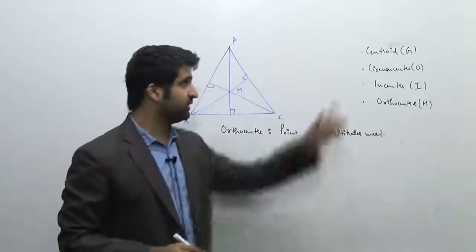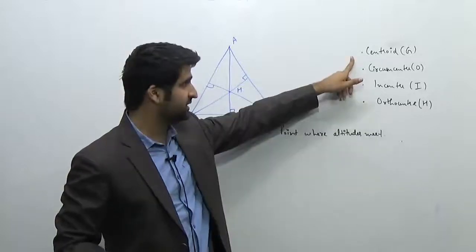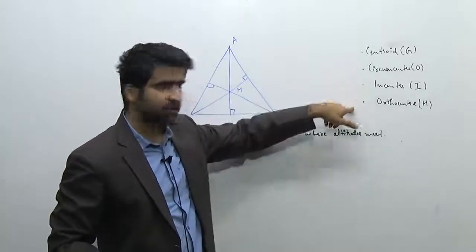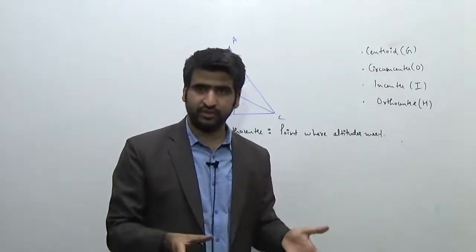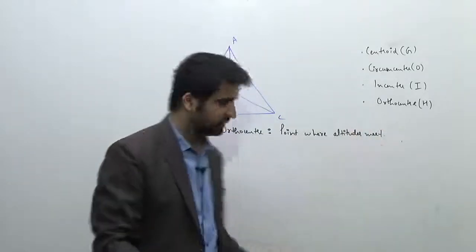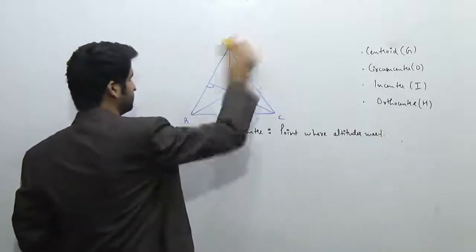So now we are familiar with all these points: circumcenter, centroid, incenter, and orthocenter. Now we are going to gather a relation between these four points. So how are we going to do that? Let's see.